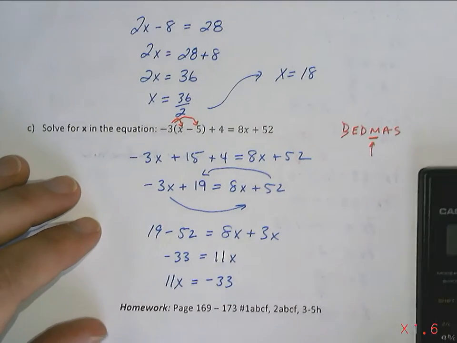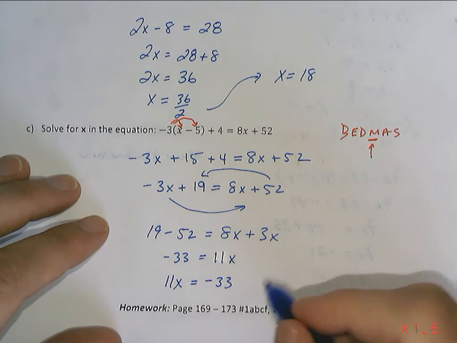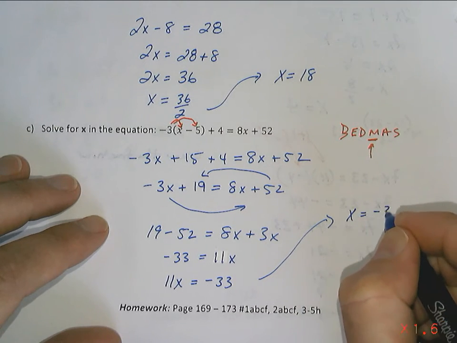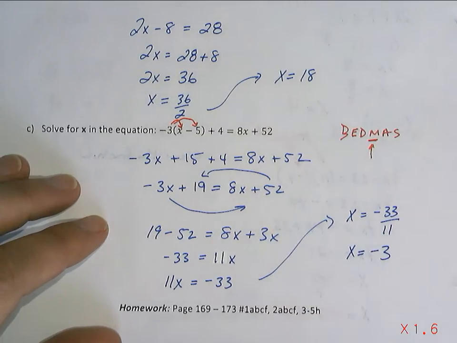And then the last step is to get x by itself. What's the 11 doing to the x? Multiplying. What's the opposite? Division. And that gives you your final answer.